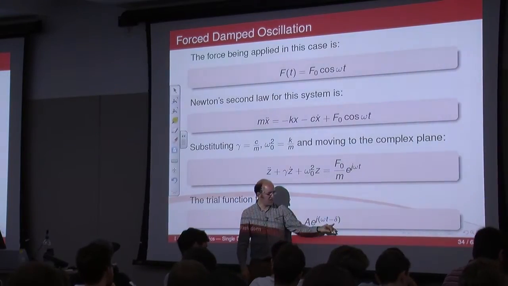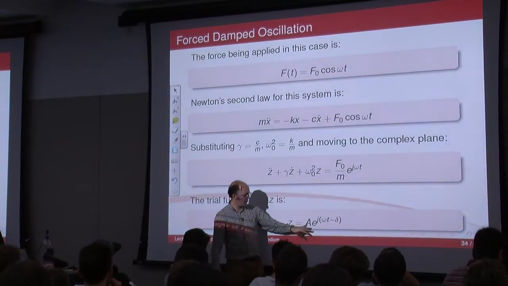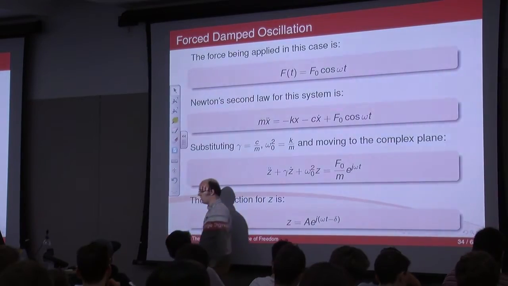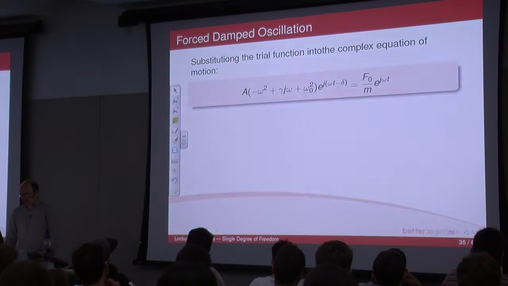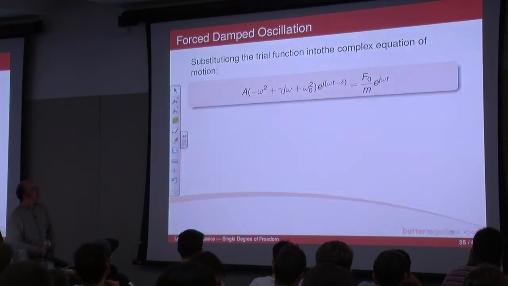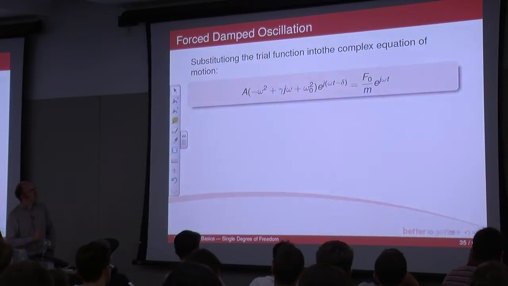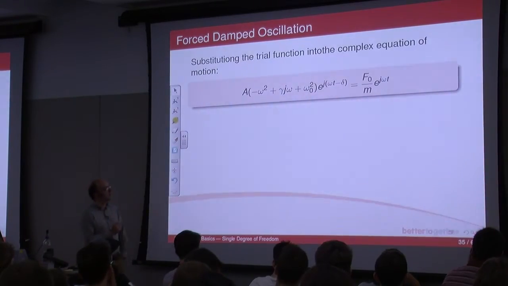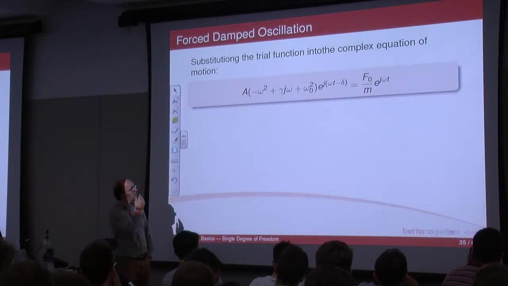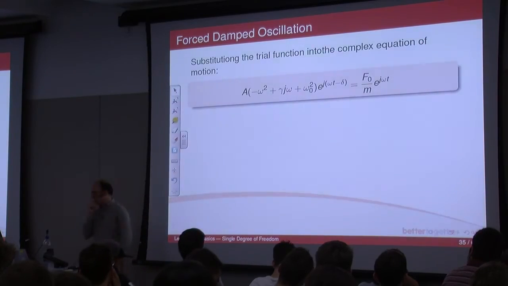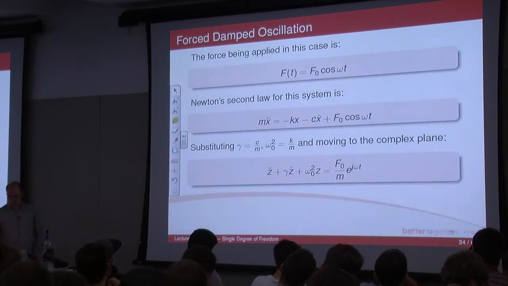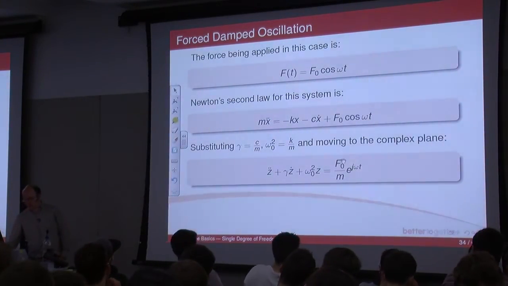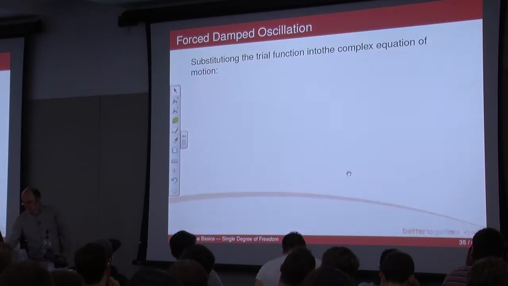We've got a phase in here, which is delta. We'll worry about that in a minute. And we've got a certain amplitude. We don't know what that is yet. So we'll stick that in for z and see what happens. We end up with minus omega squared plus j gamma omega plus omega naught squared, times e^(j(omega t minus delta)), equals F naught upon m e^(j omega t). Because remember we took this equation and divided by m, so you get F naught upon m over here. So we make that substitution.